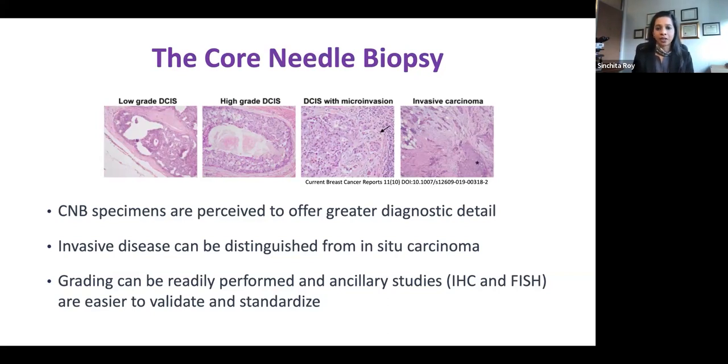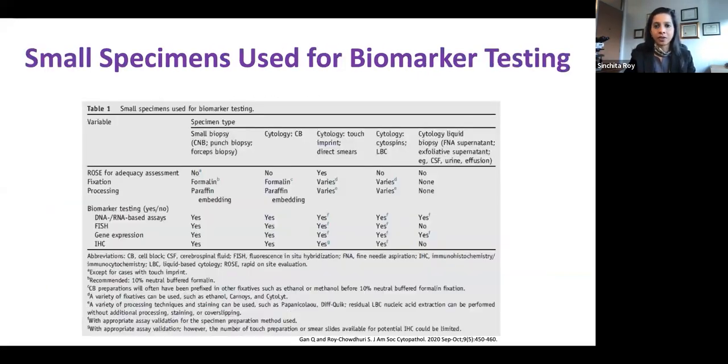There's architecture, you're able to distinguish invasive disease from in situ carcinoma. It's easier to do grading on them. And of course, because you have a paraffin embedded block, you can get multiple sections. So they're easier to validate in terms of immunohistochemical studies, in terms of FISH or molecular testing. So in general, the perception in the community has been that we prefer core needle biopsies because they're easier to do some of these downstream assays.